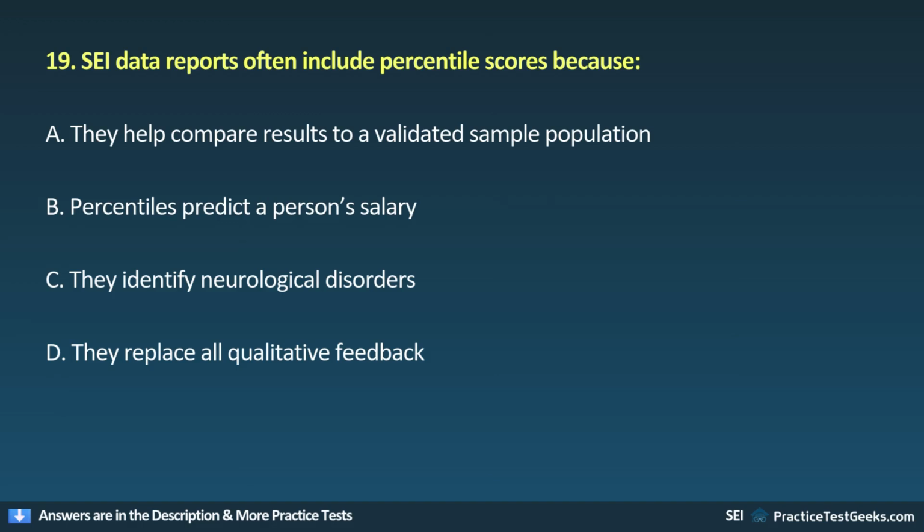19. SEI data reports often include percentile scores because A. They help compare results to a validated sample population. B. Percentiles predict a person's salary. C. They identify neurological disorders. D. They replace all qualitative feedback.